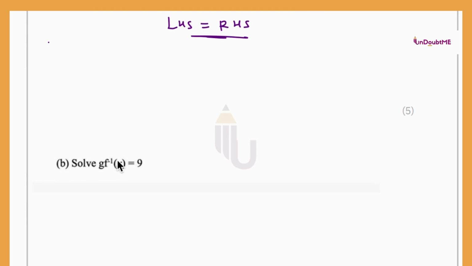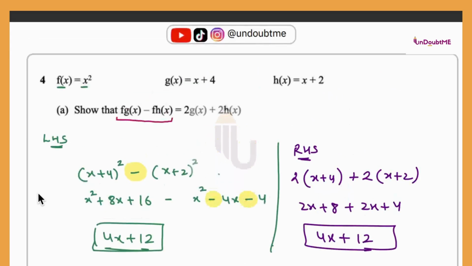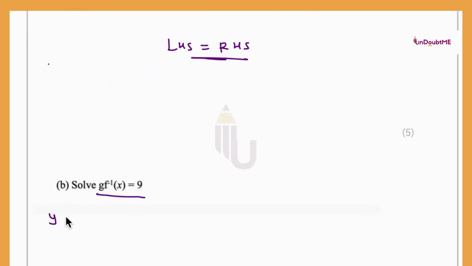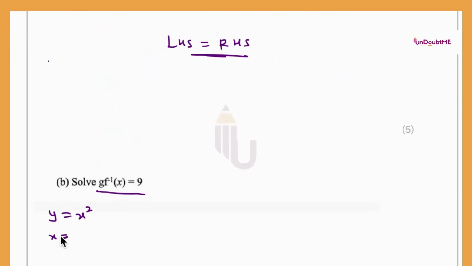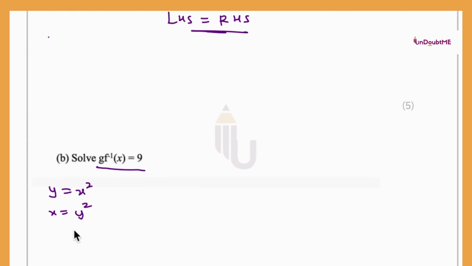Then we need to solve g of f inverse x is equal to 9. First and foremost we will try to get f inverse of x. f(x) is x square. I'll write y is equal to x square, x is equal to y square, interchanging x and y, and then making y the subject will give me root x.